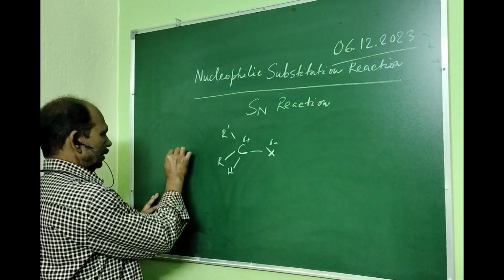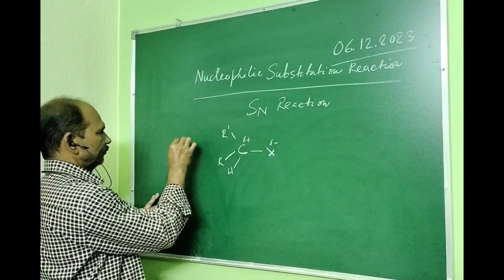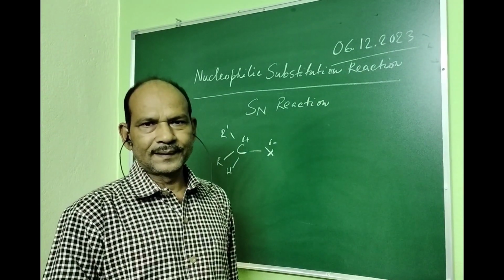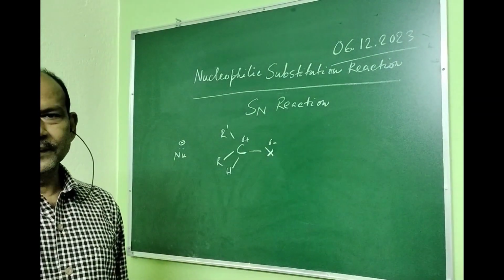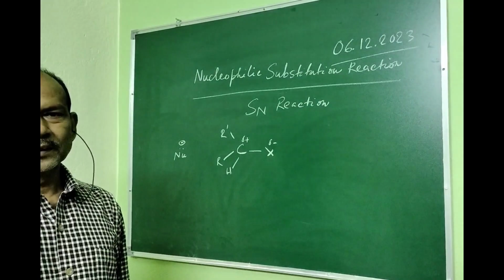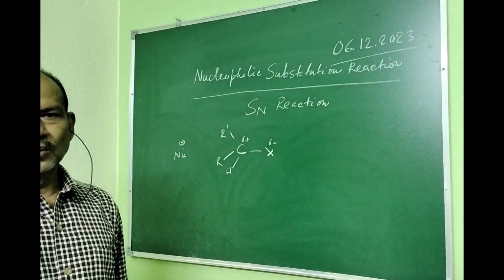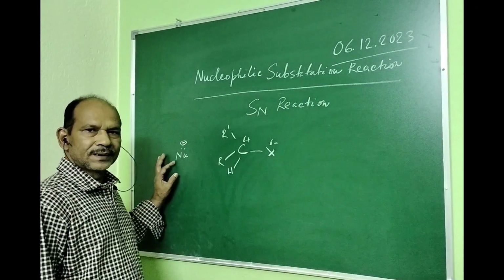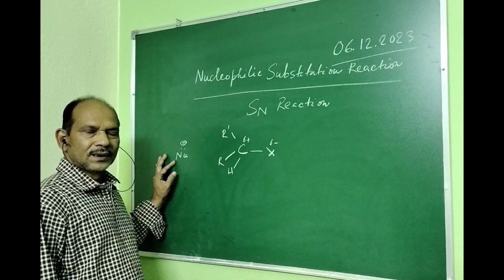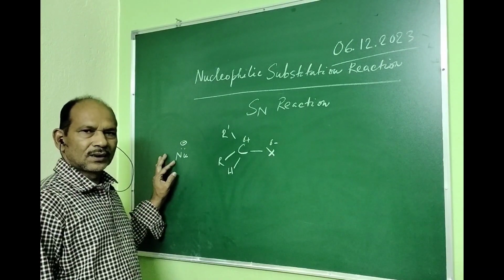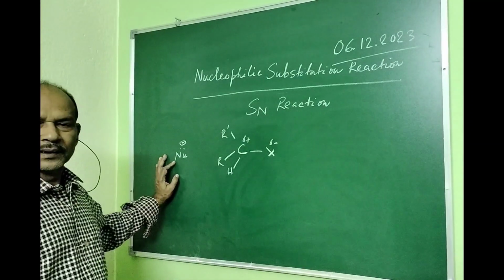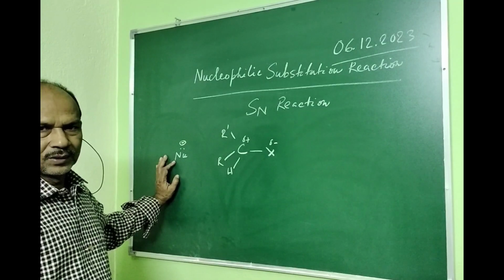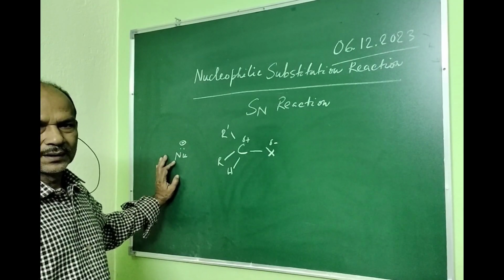So, nucleophile. This nucleophile means nucleus loving species. That means the species contains one or more lone electron pairs or a negative charge. So it can be a negative or neutral species. If it is a neutral species, it should contain at least one lone electron pair. If it is a negative charge, in that case also it contains at least one lone electron pair.